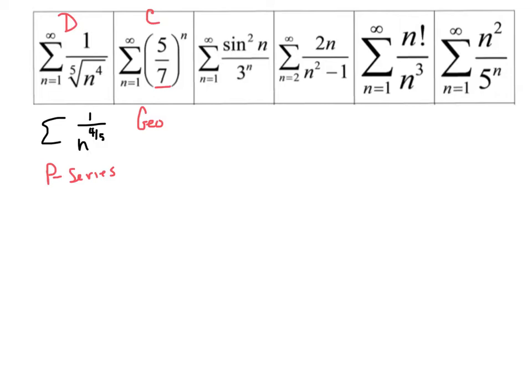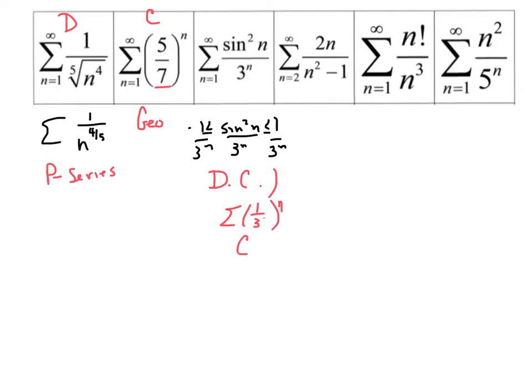Next, sine squared. Sine squared would be less than or equal to 1, greater than or equal to negative 1. Putting it over 3 to the n, this I would do by direct comparison, really. And I would say, well, 1 over 3 to the n, that's the same as 1/3 to the n. I'm going to write the n on the outside. 1/3 to the n power, and this with the numerator has the potential of being even smaller. This is a convergent geometric series, so this will converge as well.